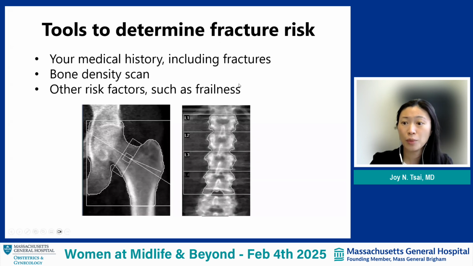So what are the tools to determine fracture risk? Well, your medical history is a major aspect, such as if you've broken a bone before. You can consider having a bone density scan done if you do meet the criteria for screening. Shown here are some images of a sample bone density scan. It's typically comprised of a hip scan of one or both sides and also sampling of your lower back bones. And then other tools to determine your fracture risk are your frailness too, if you're falling a lot.